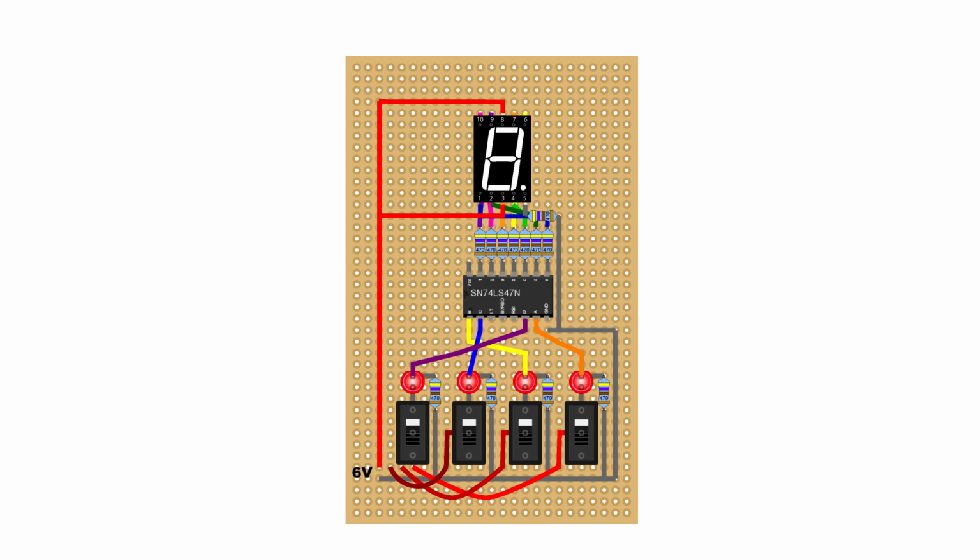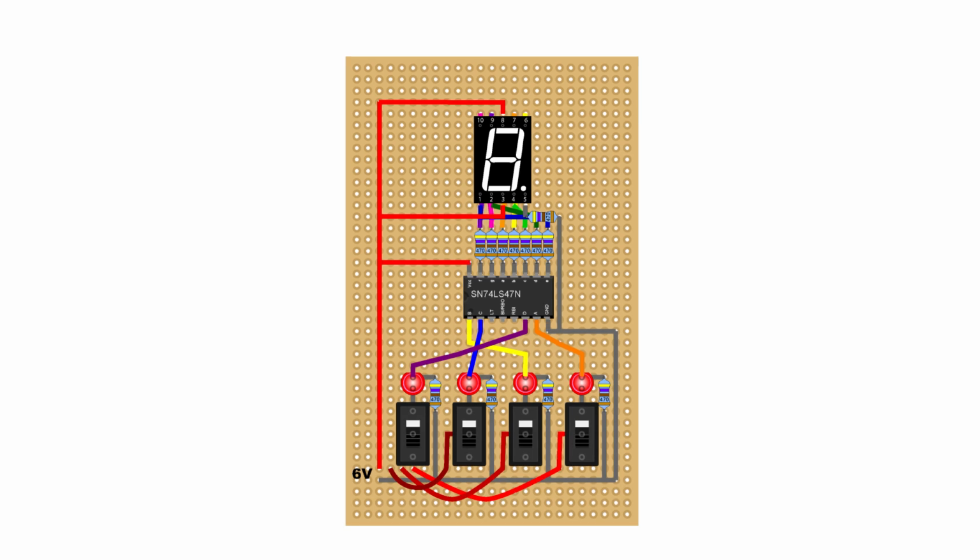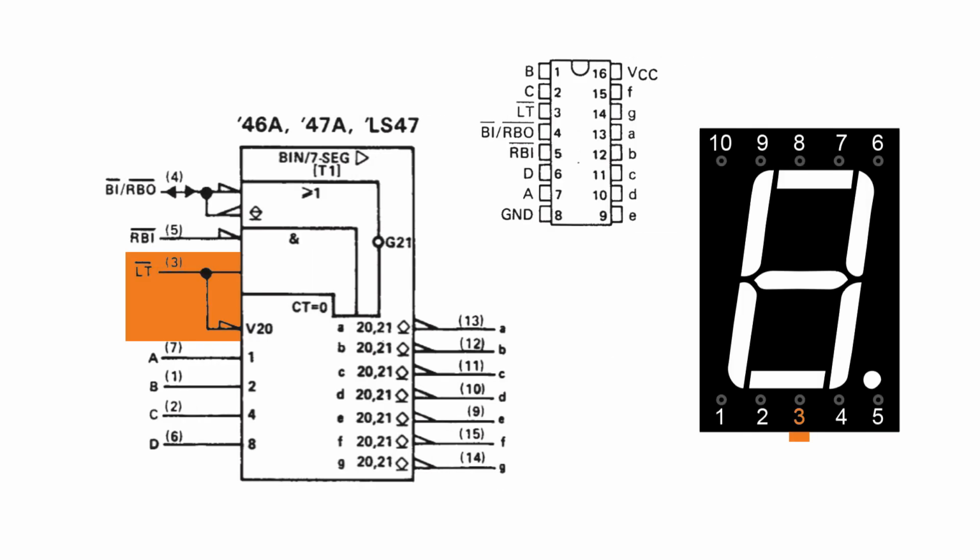Now back to our decoder. Pin 16 is VCC, so we'll connect that to positive on our power supply. And pin 8 is ground, so we'll connect that to ground. That leaves pins 3, 4, and 5. Pin 3, LT, is a lamp or light test. It lets you test the display. If this pin is low, all segment LEDs will turn on.